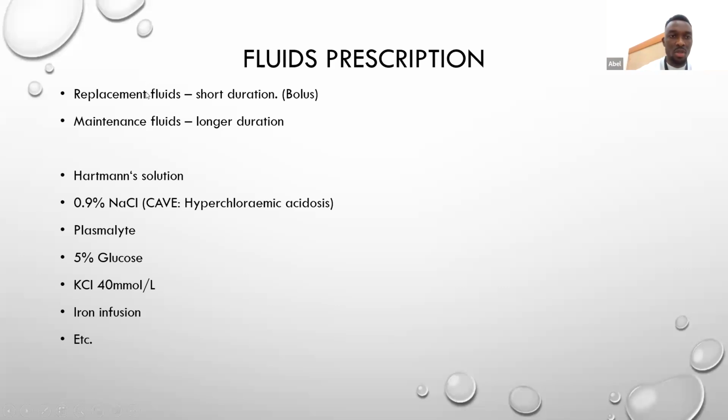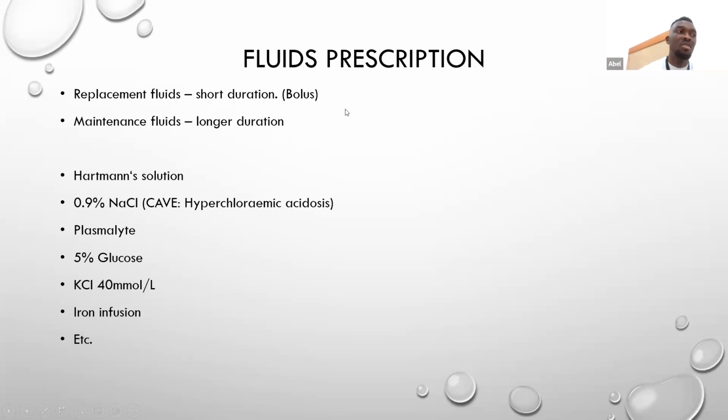Fluid prescriptions. Another important thing that you will be doing quite commonly. So we have replacement fluids and we have maintenance fluids. So replacement fluids are usually of short duration. They can be boluses. So a patient is hypotensive and you need to do a fluid challenge. You give them 250 mils of Hartmann's or 0.9% sodium chloride to see how they respond to that. So these are replacement fluids.